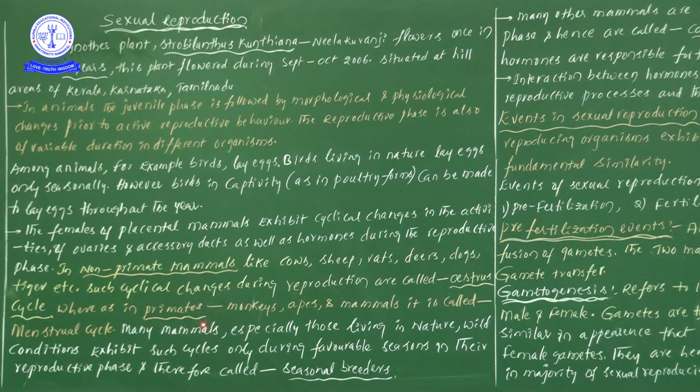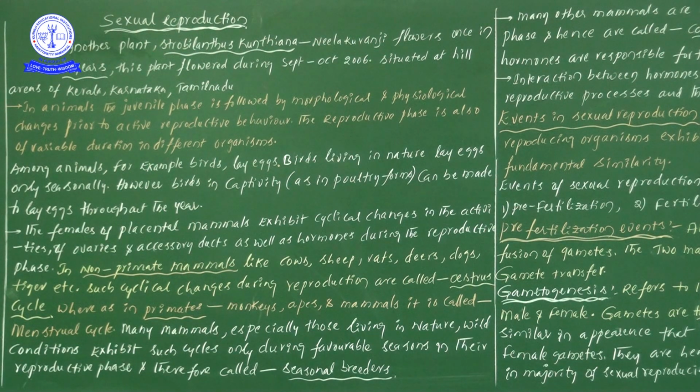Whereas in primates, for example monkeys, apes, it is known as the menstruation cycle. So the cyclical changes during the reproduction of primates, for example monkeys and apes, are the menstrual cycle. Even human beings come under primates, so we show the menstruation cycle.